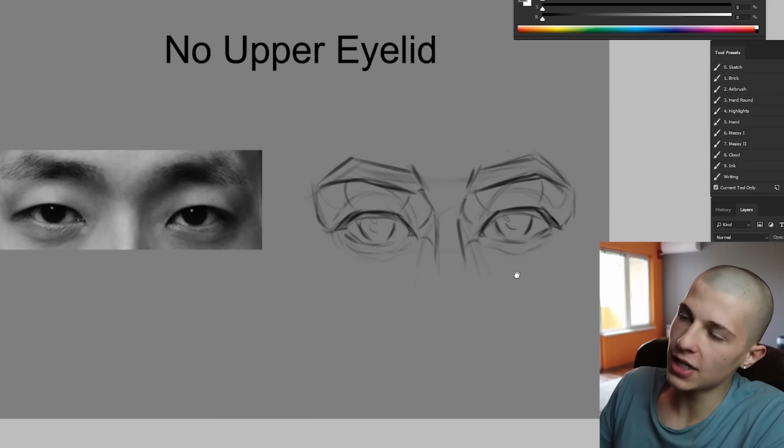Finally, we have eyes with no upper eyelid. Oh Jesus, this can get racist real quick, but we taking it very slow. Nobody's offended. I'm not saying that they're different in any way, shape, or form. Actually they are a little different.